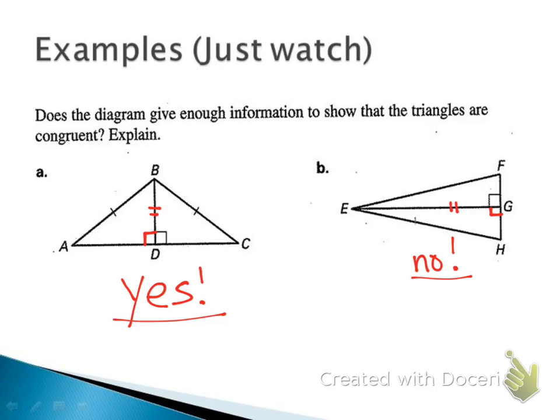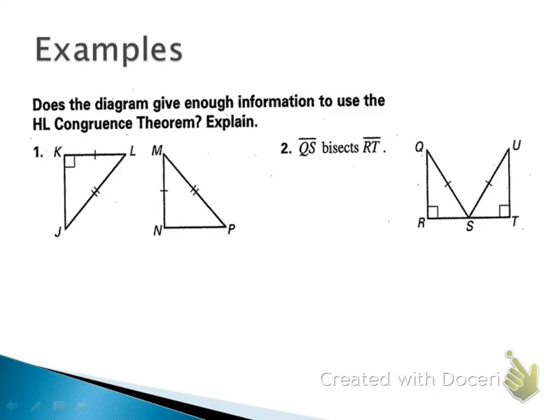Alright, you didn't need those in your notes, but you do need these 2, so go ahead and write these. And then we're going to see if we can use HL. So again, as you're drawing them, check your 3 things. Right triangles, hypotenuse, leg.